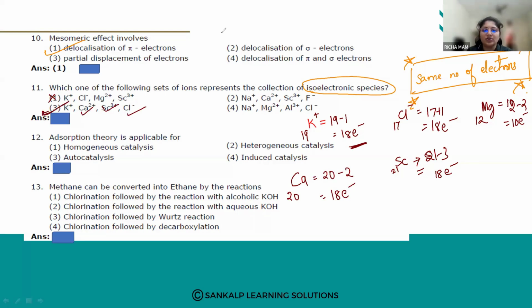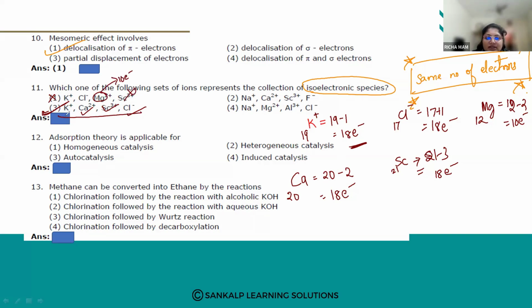Those who answered option number 3, the correct answer: Vandana, Amulya, yes, your answers are correct. Understood? Same number of electrons. In magnesium it was 10, so the entire first set is wrong.